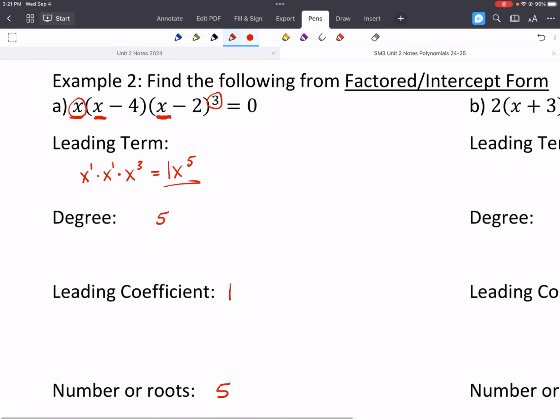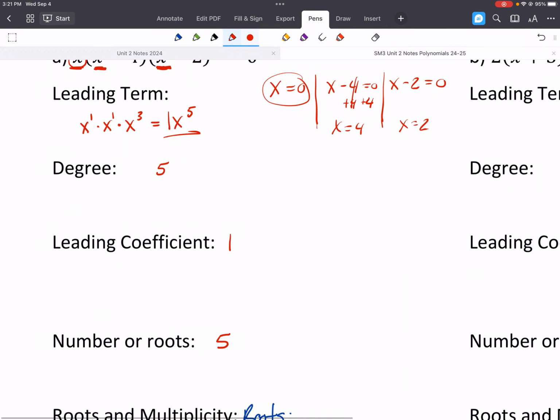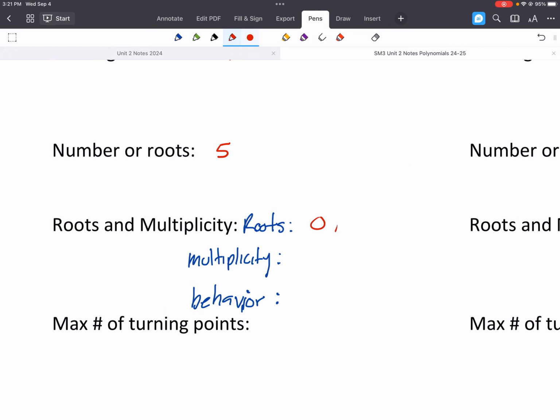So maybe we want to come back here and write down our roots. Again, the things that make it equal to 0. Again, we can set each of the factors equal to 0, and we can solve them. Some of these are probably a lot easier than others. So this one is already done. We'd have to add 4 to both sides, and we'd get x equals 4 and x equals 2. So 0, 4, and 2. I'm just going to write those down. 0, 4, and 2.